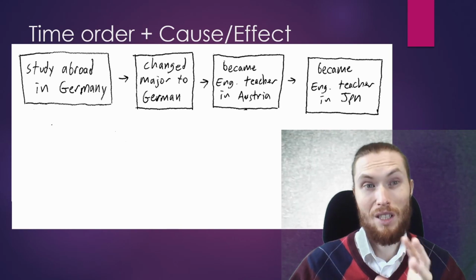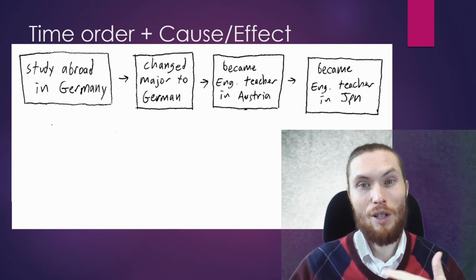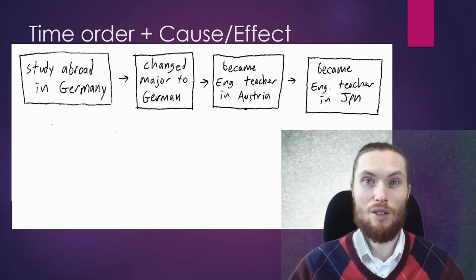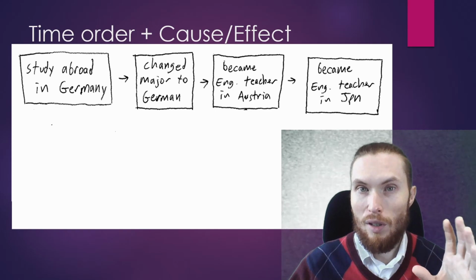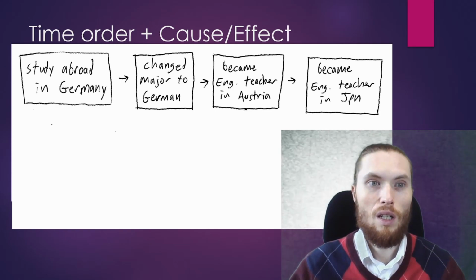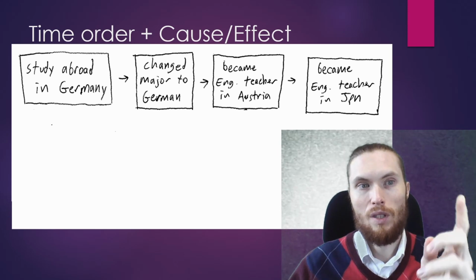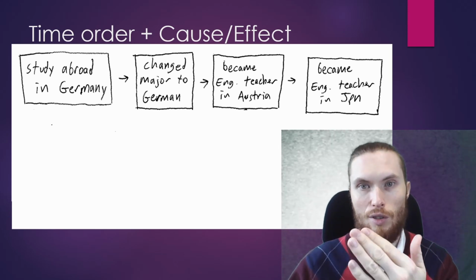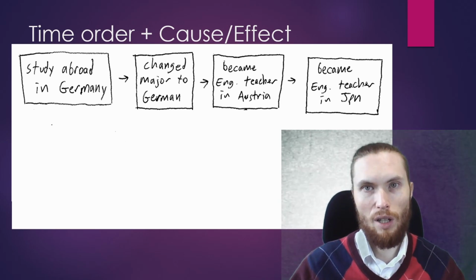Let's look at some more examples. So here we can mix time order and cause and effect. Actually, I don't recommend doing this, but it's possible. And in this example, I just want to show you a way that you can show your information visually. So this is the same time order that we talked about before. Study abroad in Germany, changed major to German, became English teacher in Austria, became English teacher in Japan.